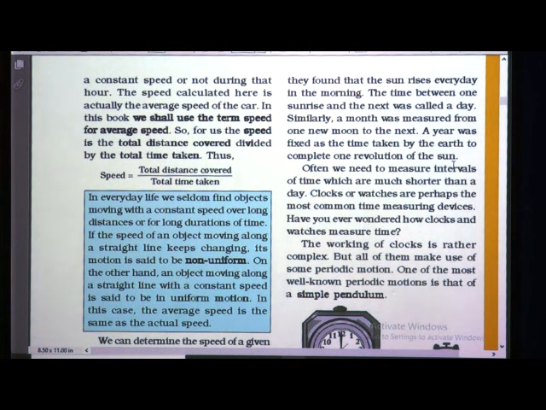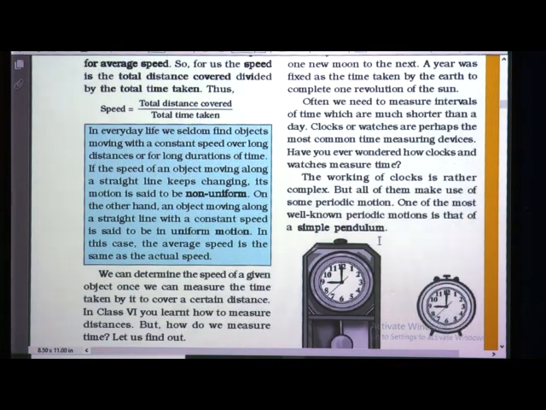Often we need to measure intervals of time which are much shorter than a day. Again, whenever there is a daytime, we have to make its parts, so we decided to make its intervals. Then clocks or watches are perhaps the most common time measuring devices. Have you ever wondered how clocks and watches measure time?